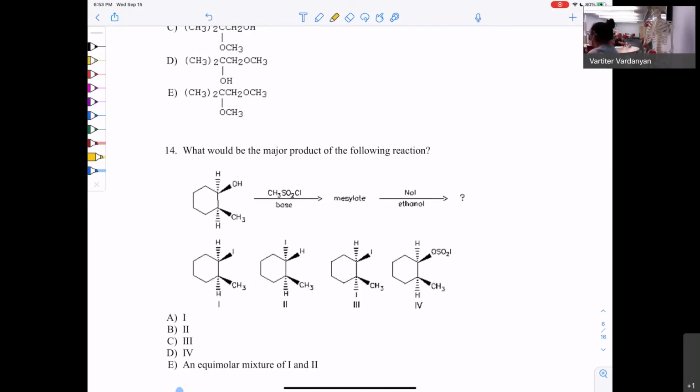Question, are we doing 12? No, we're not going to do 12. No? We don't even know that one? No. That one is about epoxides and stuff.